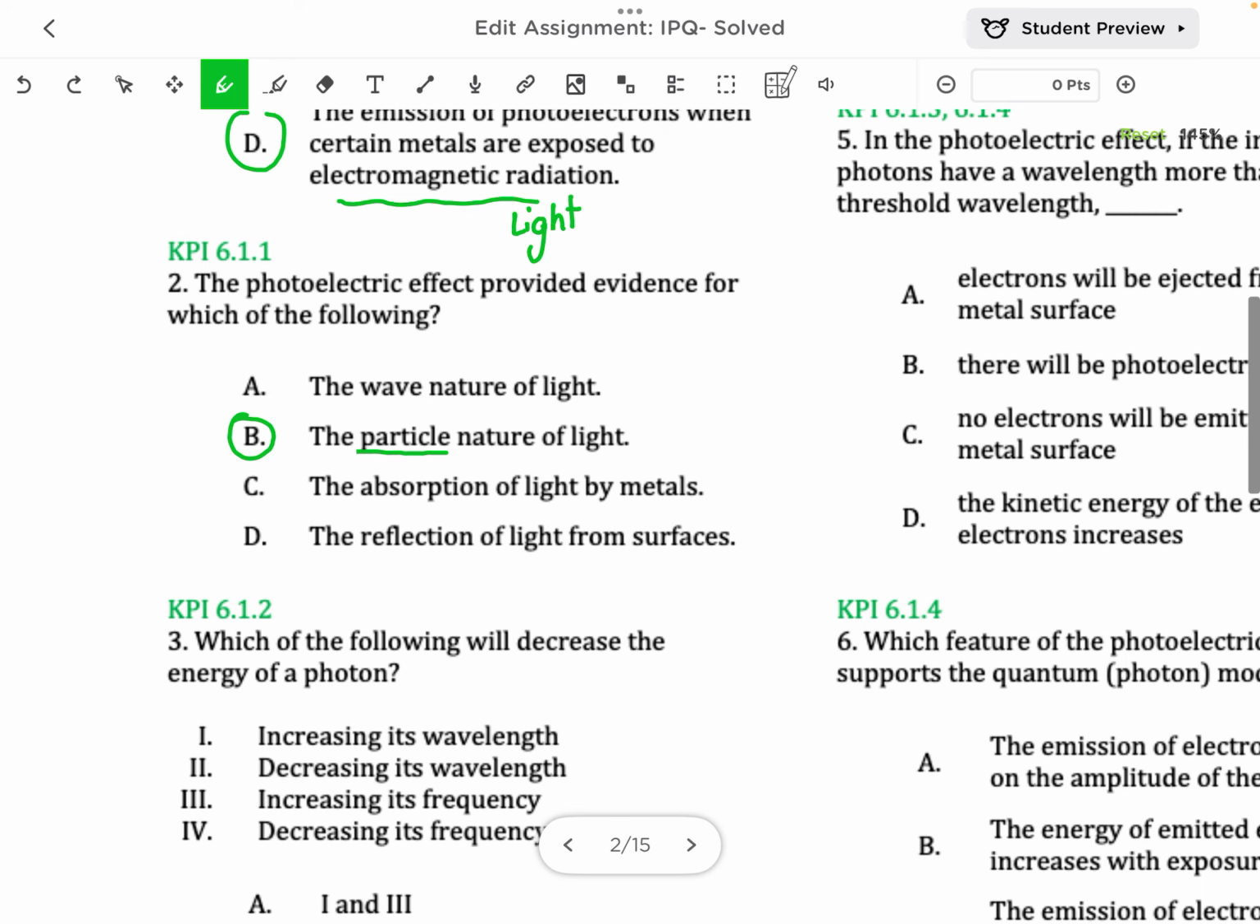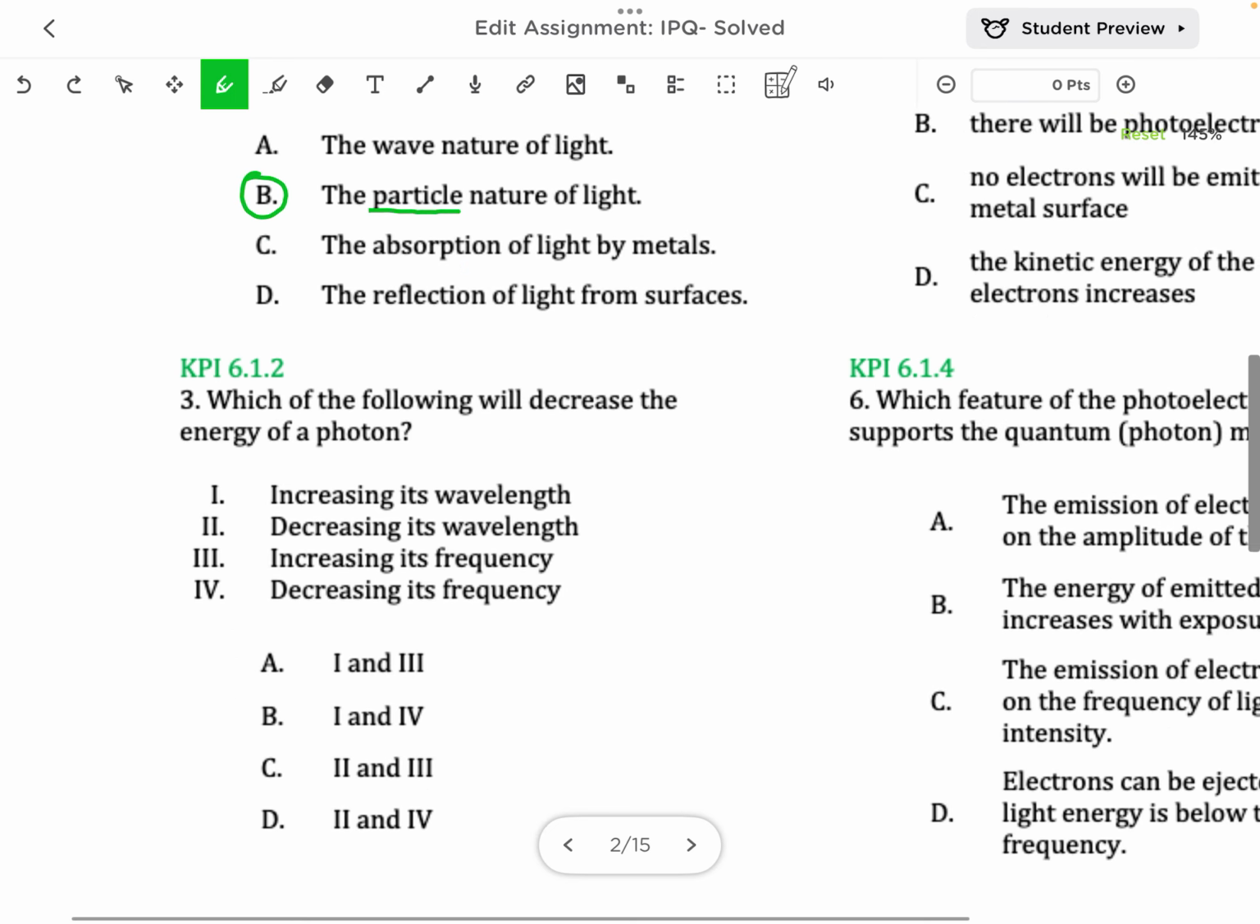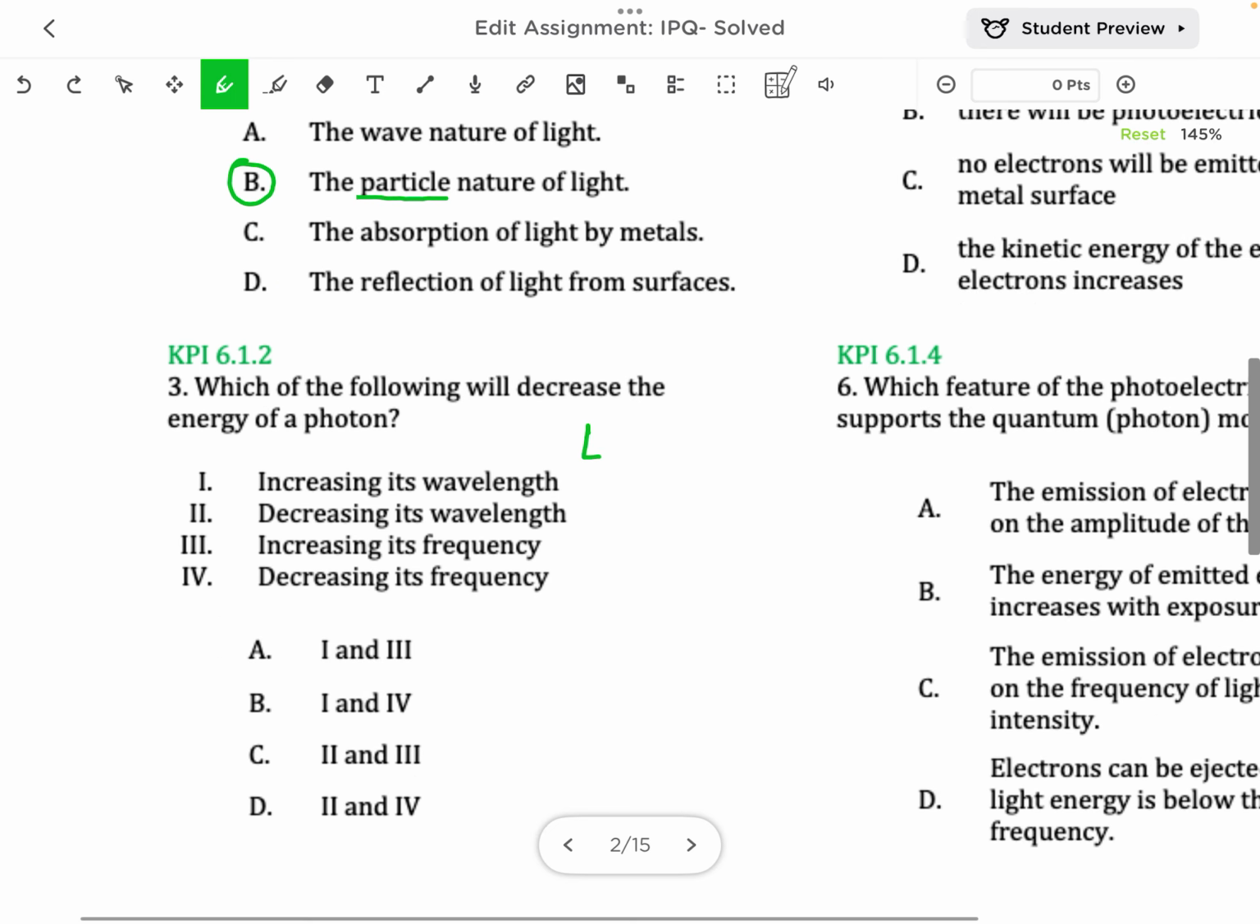Which of the following will decrease the energy of a photon? We know that E equals hf or hc over lambda. So in order to decrease E, either I decrease f or increase lambda. So increasing the wavelength and decreasing the frequency. So 1 and 4.